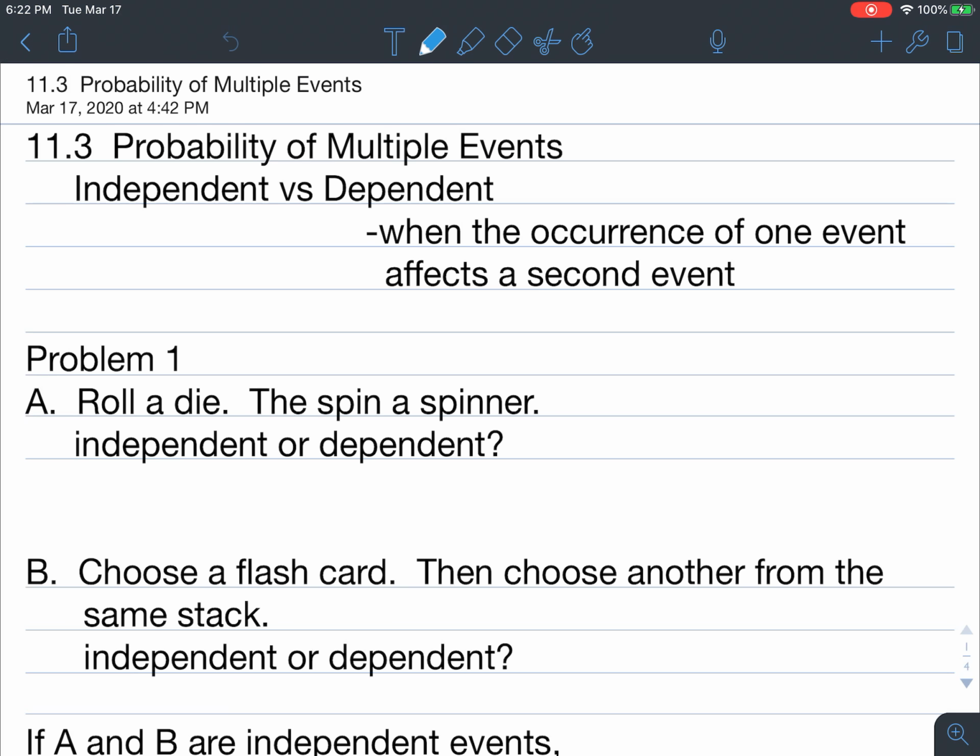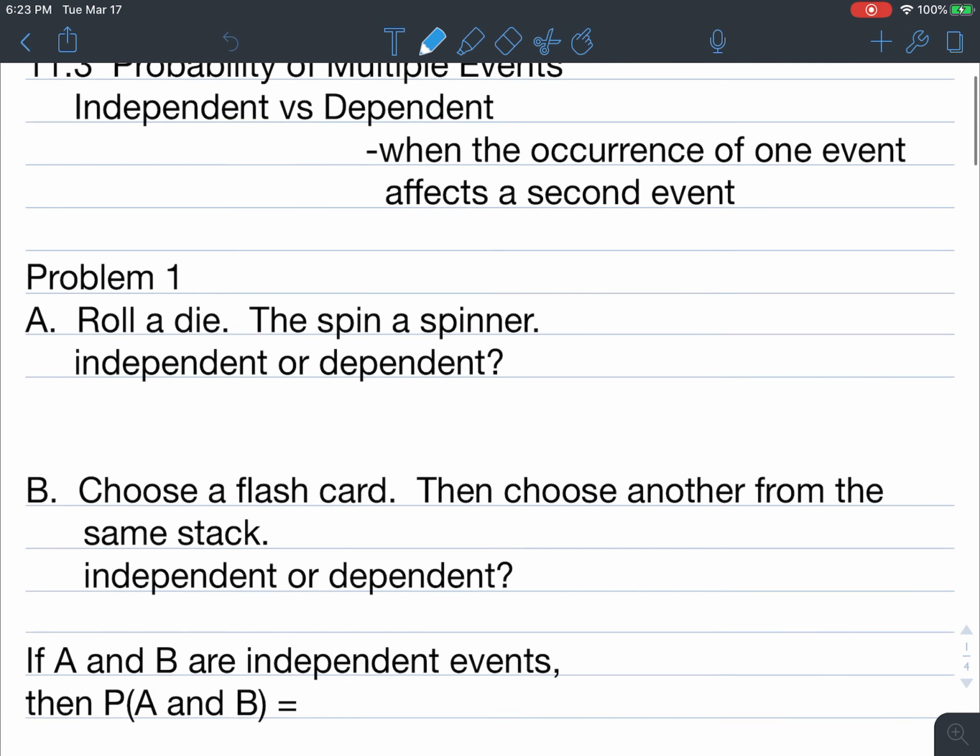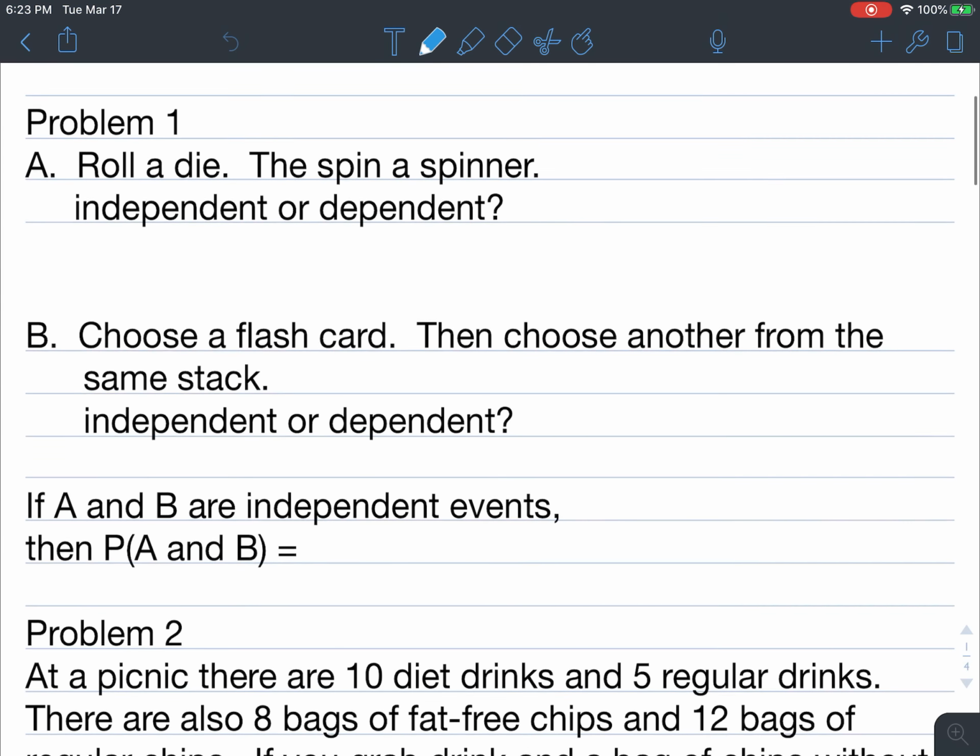Today we're going to talk about probability of multiple events. The first thing we're going to talk about is the difference between independent and dependent. Dependent events occur when one event affects the second event. Independent is the opposite. One event doesn't affect the other. Let's have some examples where you can pick out independent versus dependent.